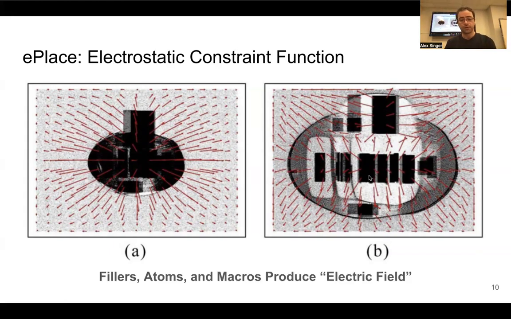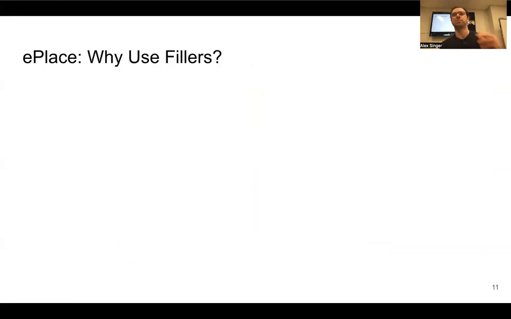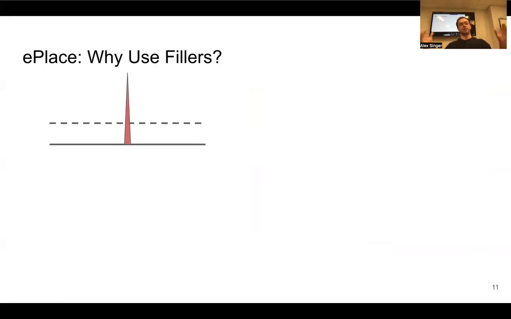So fillers, atoms, and macros produce this electric field. But now what are these fillers that I'm talking about? So why do I need to use something called fillers? Well, the idea is that if I had all of these atoms and at the very beginning, they're all right on top of each other and they have this huge spike. And this dashed line is basically the capacity of this region. Well, how many atoms can this region hold?